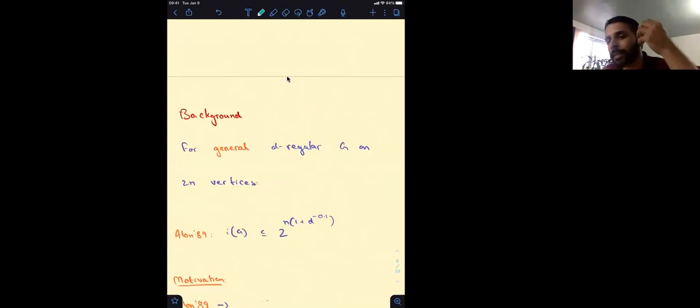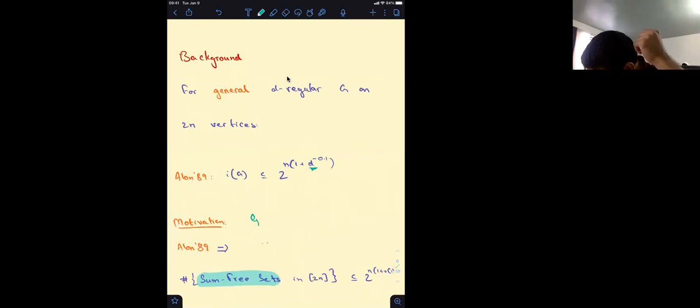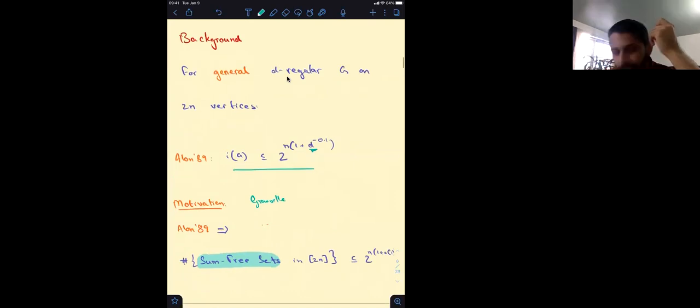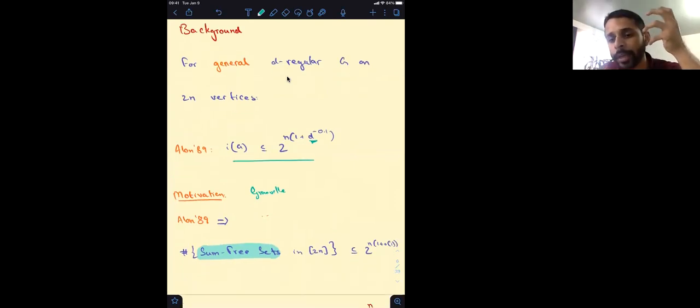A bit of background. We'll be focused on abelian graphs, but for now just assume that G is a general d-regular graph on 2n vertices. There's a theorem of Alon that proves that the size of I(G) is at most 2 to the n times (1 plus little o of 1). This little o of 1 goes to 0 as d goes to infinity. And the motivating question, actually a question of Granville: this result implies that the number of sum-free sets among elements 1 to 2n is at most 2 to the n times (1 plus little o of 1).